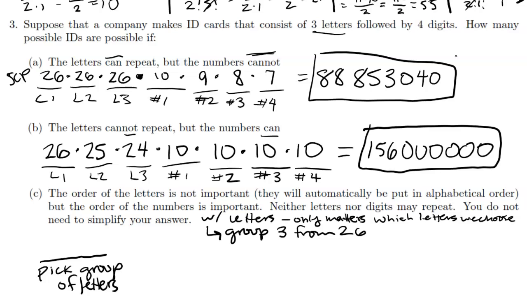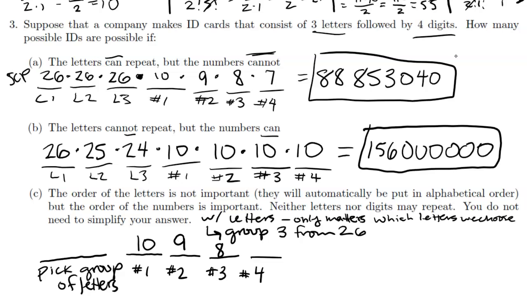Then it says the order of the numbers is still important. Neither letters nor digits may repeat. So I still have the order of the numbers being important. Number 1, number 2, number 3, number 4. We still have 4 digits. Those digits can't repeat. So I'm still going to have 10, and then when I get to the next one, I don't want to reuse the same one. So we'll go down to 9, go down to 8, and go down to 7.